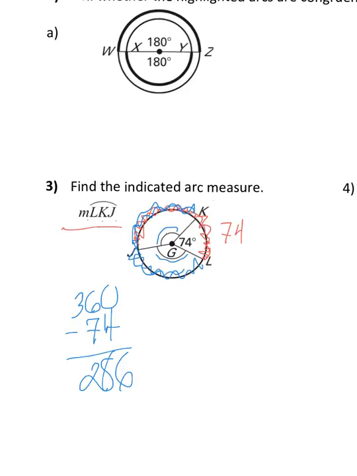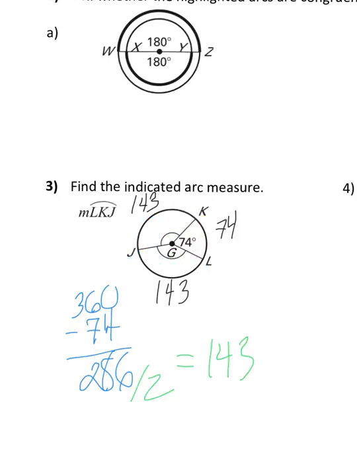this major arc. Now the thing is, as I said, since those two central angles are the same, right here and here, I'm going to split that 286 in half. All right, what that's going to leave me with is 143 for each of these arcs. So I know that this arc right here is 143 and the top is 143. So just to review, this is what I have: 74, 143, 143.